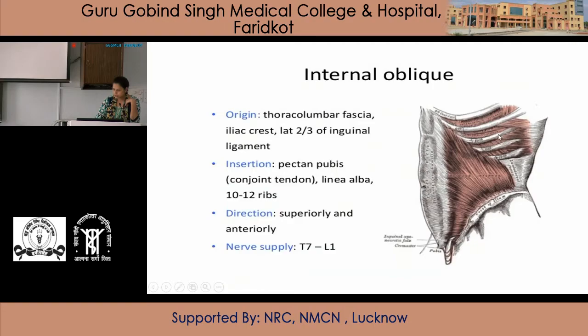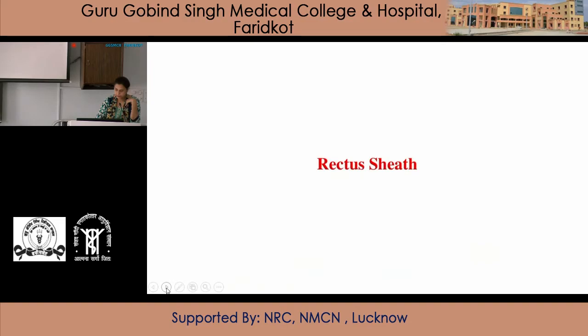This is the external oblique muscle. We have already discussed it. Next is the rectus sheath. So we have discussed the skin, superficial fascia, deep fascia and muscular layer. Next is the rectus sheath, which is formed by the aponeurosis of the muscular layer covering the central muscle, that is the rectus abdominis muscle.